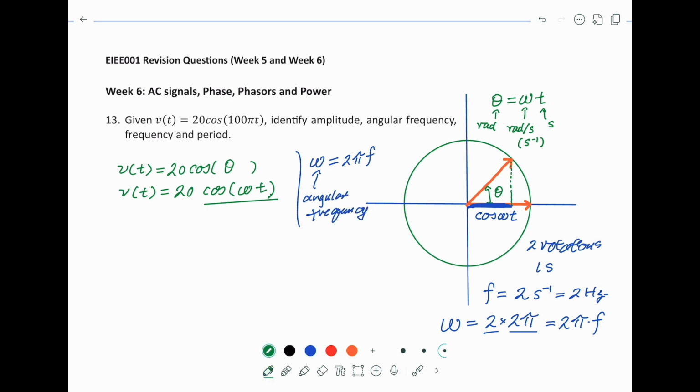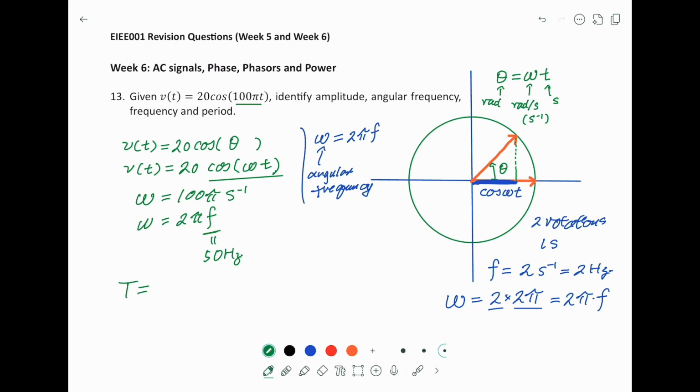Now let's answer this question. If we compare 100 pi t with omega t, omega is equal to 100 pi per second, and omega is equal to 2 pi f. So if we compare, we can write 100 pi as 2 pi times 50. So f must be equal to 50 hertz.